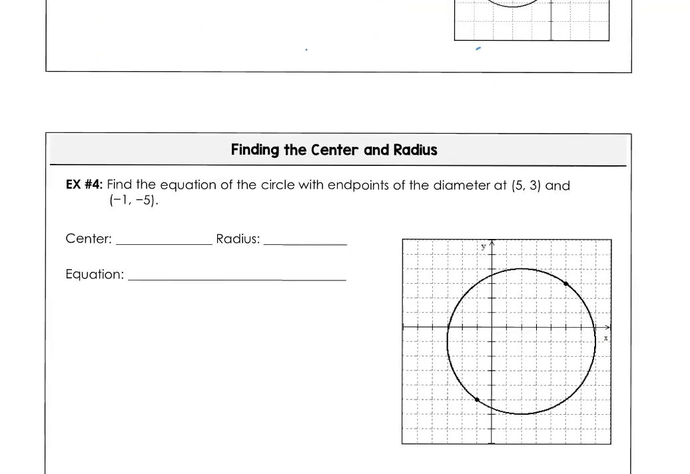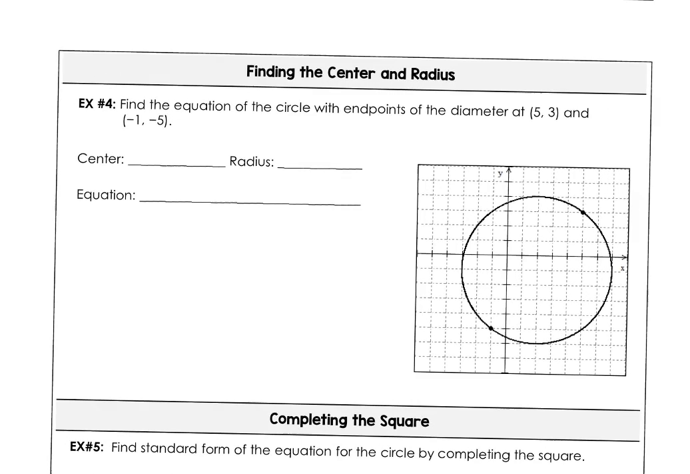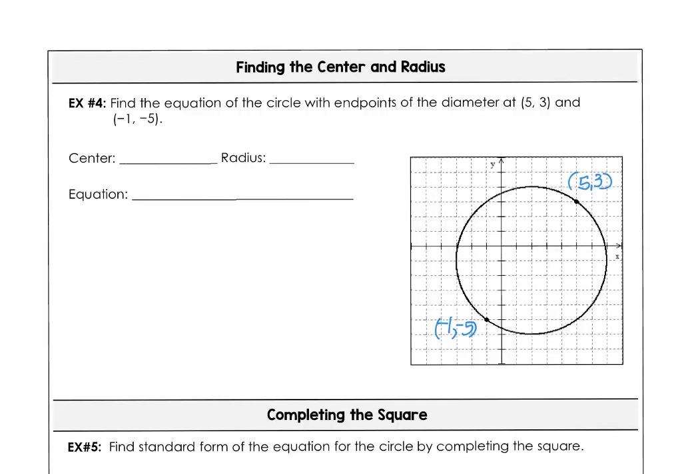They want us to find the equation of the circle whose endpoints of the diameter are located at (5, 3) and (-1, -5). And in our picture, we don't have any numbers on our scale to keep the picture neat. But what we're wanting to do is find out where the center of the circle is.